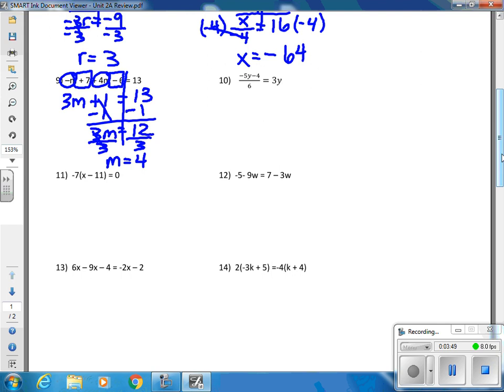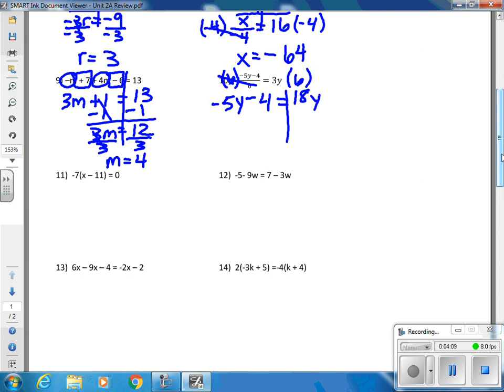For number 10, you have to be very careful with ones that look like this because the top is trapped over top of the bottom. So in order to get started on this, you have to get rid of the bottom first. Because it's divide by 6, the way you get rid of that bottom is to multiply both sides by 6 and cross it off. So now you have negative 5y minus 4 equals 3y times 6, which is 18y.